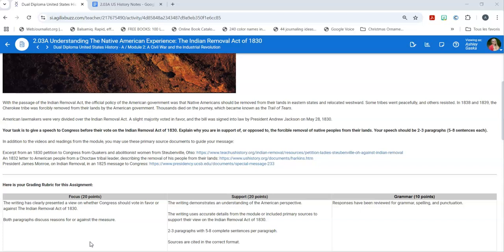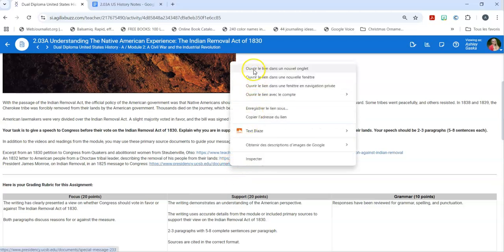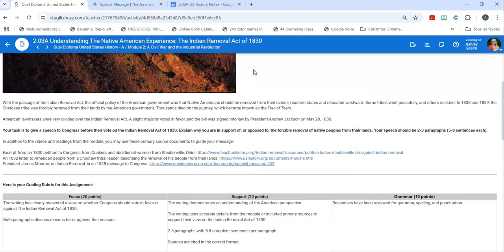So in today's video, we're going to look at the last document provided for your assignment, which is from President James Monroe on Indian removal in 1825, Message to Congress. Now, as you'll notice, this date is before the Indian Removal Act of 1830 was passed. And so we're looking at kind of a precursor to what happened.